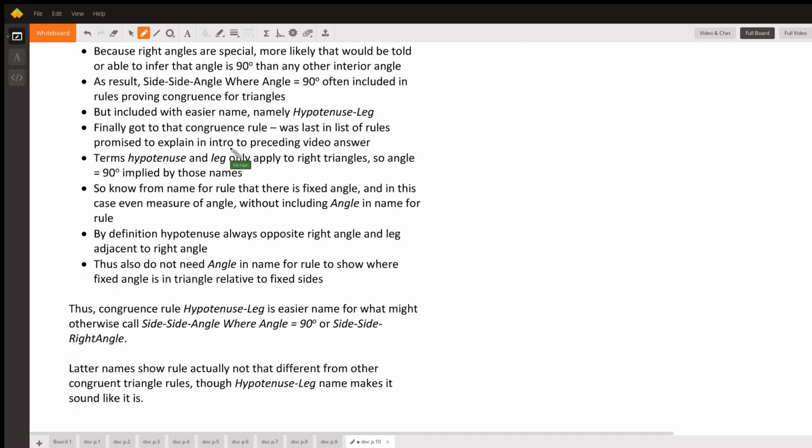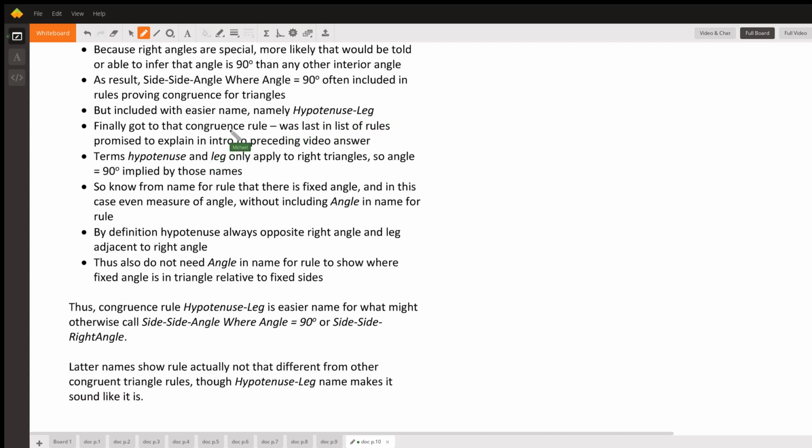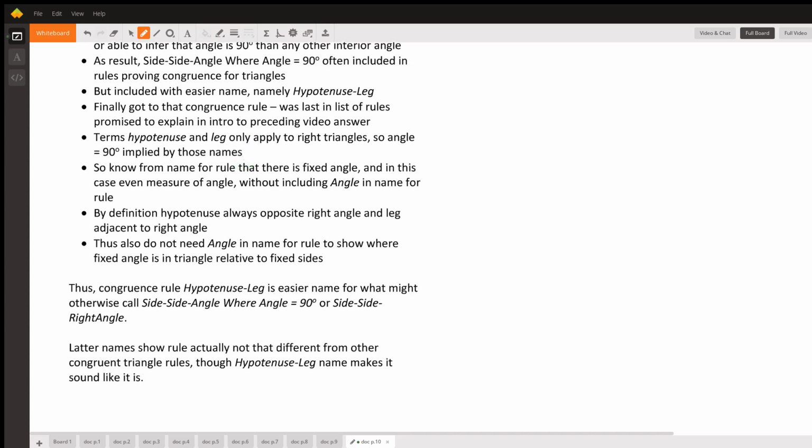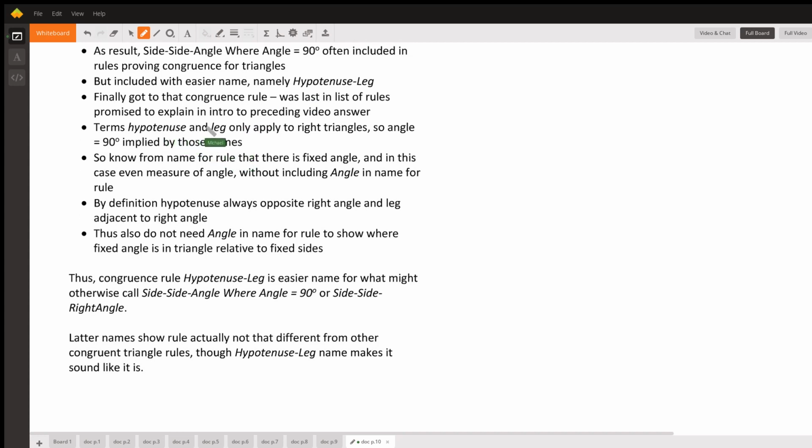This was mentioned way back at the beginning of the first video. We're finally getting to this rule. And how does it work? Well, hypotenuse and leg tell you it's a right triangle because those terms only apply to right triangles. And the angle equals 90 degrees is implied by those names.